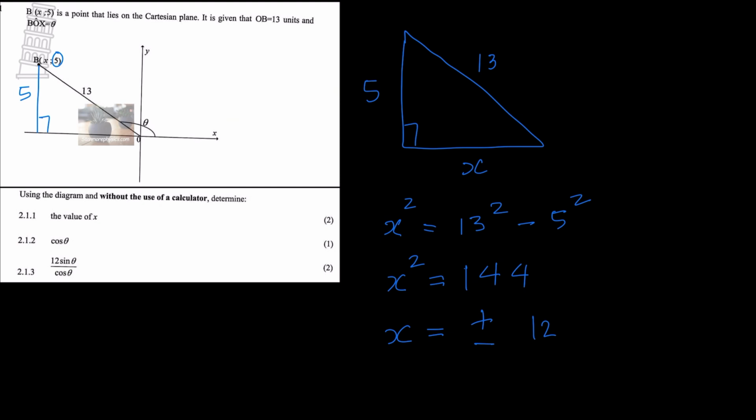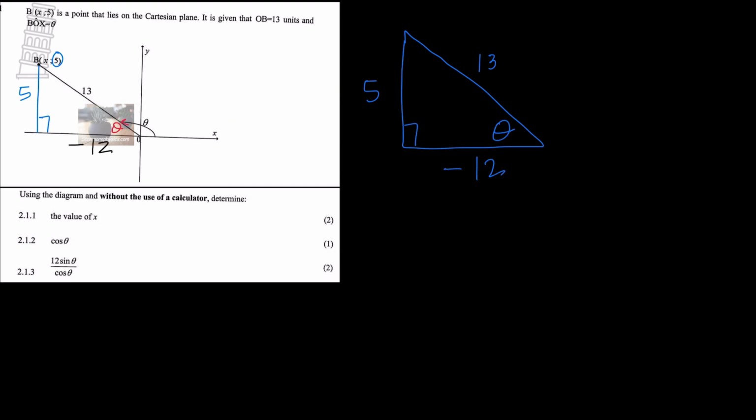So let's simplify this diagram, like so. And what I've done as well is I've included angle theta in our triangle because we need it for the next question. 2.1.2 reads, calculate the value of cos theta. Cos theta is equal to adjacent over hypotenuse. The adjacent to theta is minus 12. The hypotenuse is 13. So the answer is minus 12 over 13.